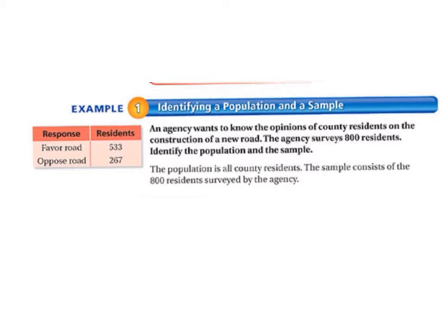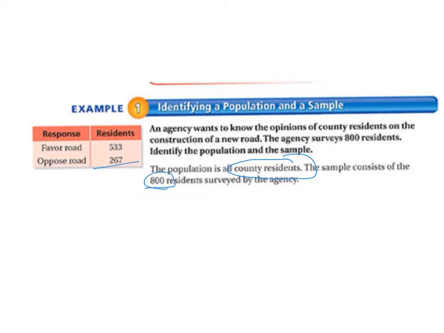So if we look at the table to the left, we see the responses. Some favor the road and some oppose the road. And there are residents listed. There are 533 who favor the road and 267 who oppose the road. So the population is all of the county residents, but the sample consists of the 800 residents.